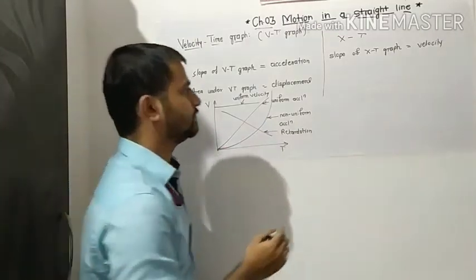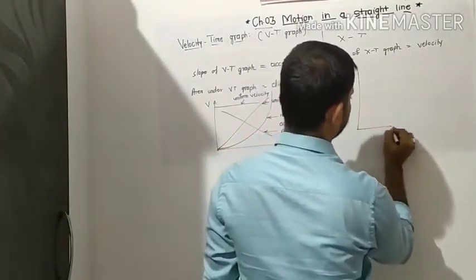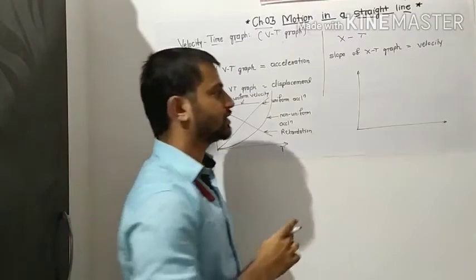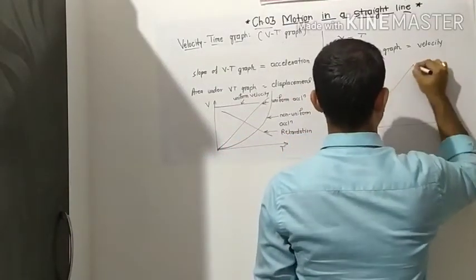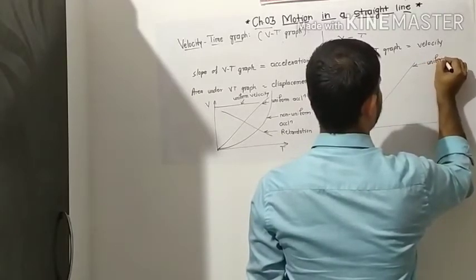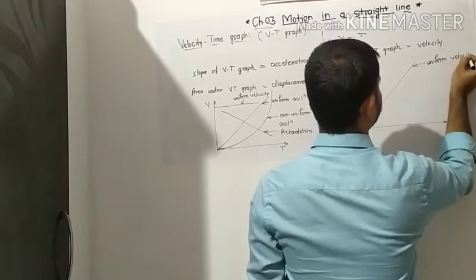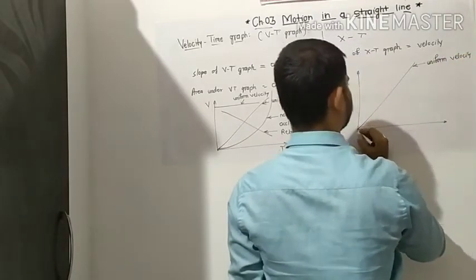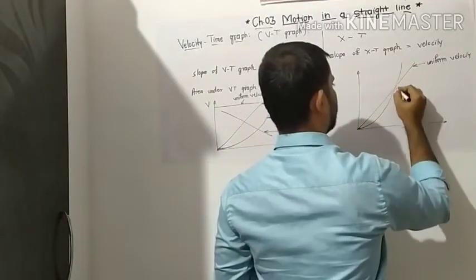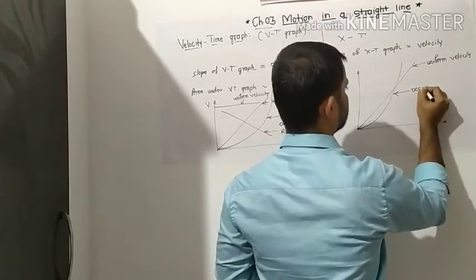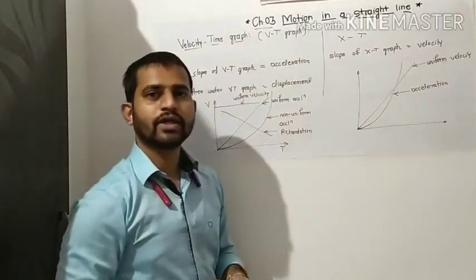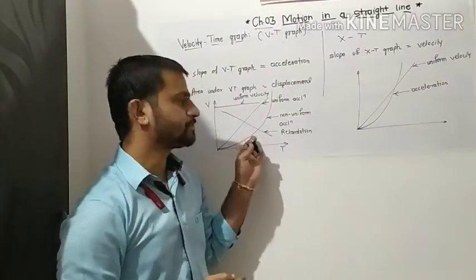Now in case of the XT curve, what does the straight line indicate? The straight line indicates uniform velocity. Okay, the straight line indicates the uniform velocity. Then such a curve will indicate the acceleration. It may be uniform or non-uniform, and we get an idea of that after we plot it on the VT curve.